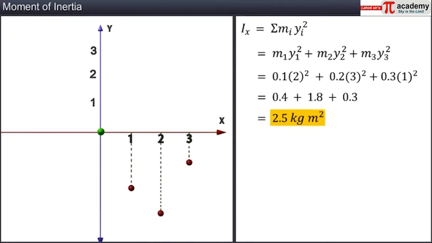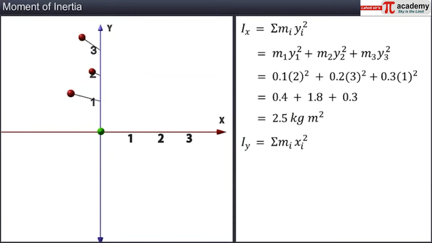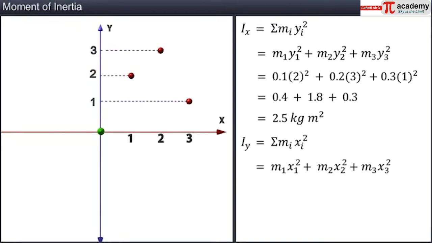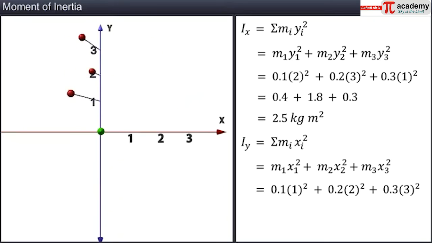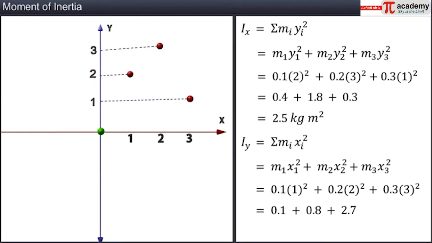kilogram meter square. Similarly, the moment of inertia of this system of 3 particles about the y-axis, Iy, is equal to sigma m_i x_i squared, which is equal to m1 x1 squared plus m2 x2 squared plus m3 x3 squared, equal to 0.1 into 1 squared plus 0.2 into 2 squared plus 0.3 into 3 squared, equal to 0.1 plus 0.8 plus 2.7, which is equal to 3.6 kilogram meter square.